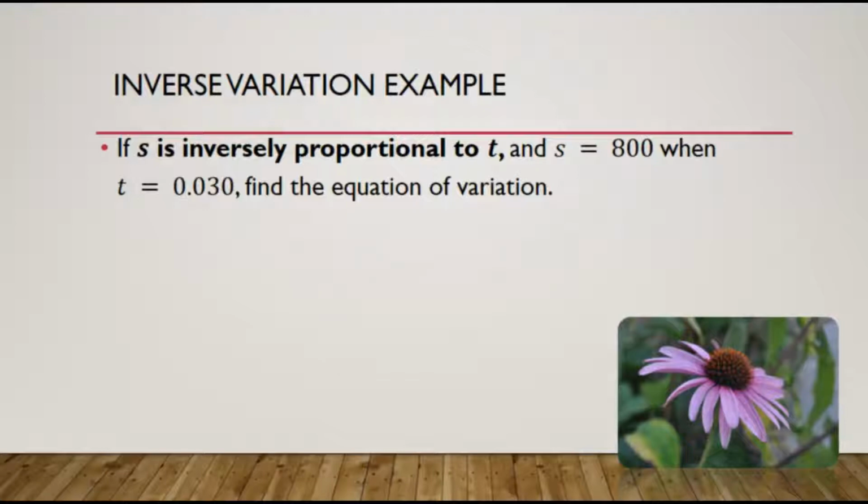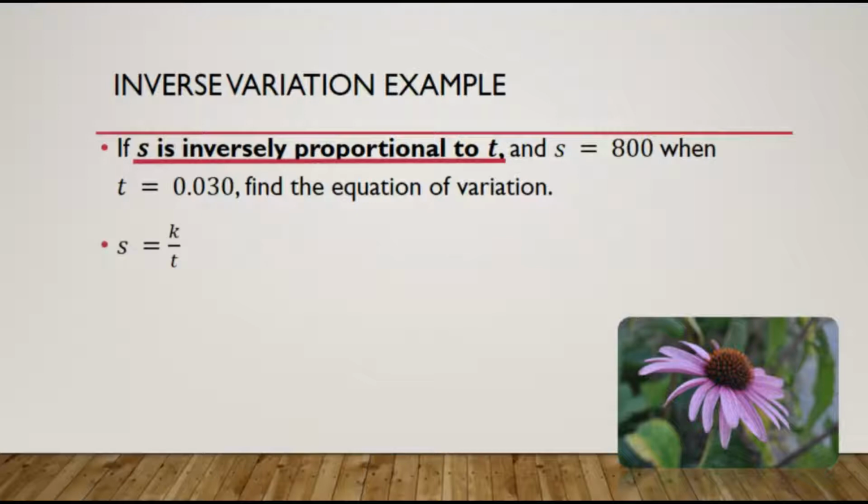In this problem, we'll take a look at an inverse variation problem where we're looking for the equation. If s is inversely proportional to t and s equals 800 when t equals 3/100ths, find the equation of variation.